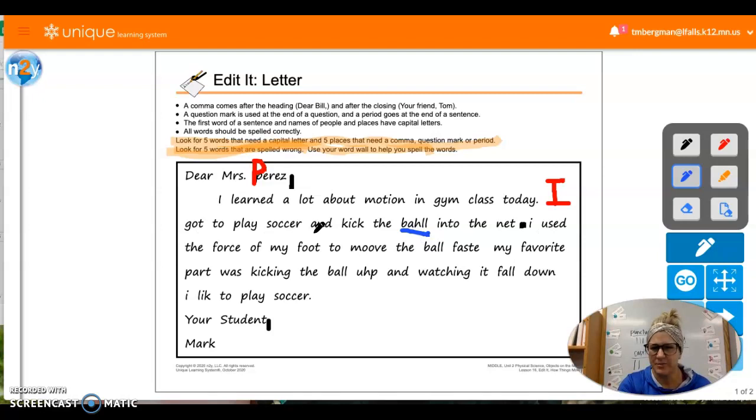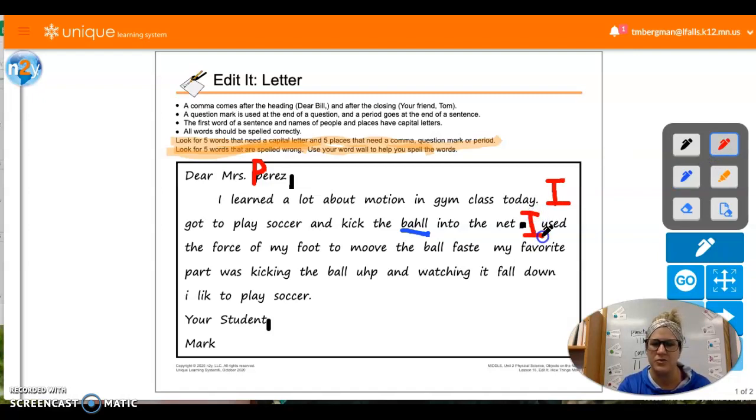Okay, I got to play soccer and kick the ball into the net. Sounds like a good sentence to me. So we have one misspelling, right? So can you see me? There, one misspelling. Okay, we're going to continue. So we are going to read the next sentence. I used... whoa, what do we notice at the very beginning of the sentence? It's not capitalized. All right, so we need to put a capital I. I'm going to use my red for capital letters.